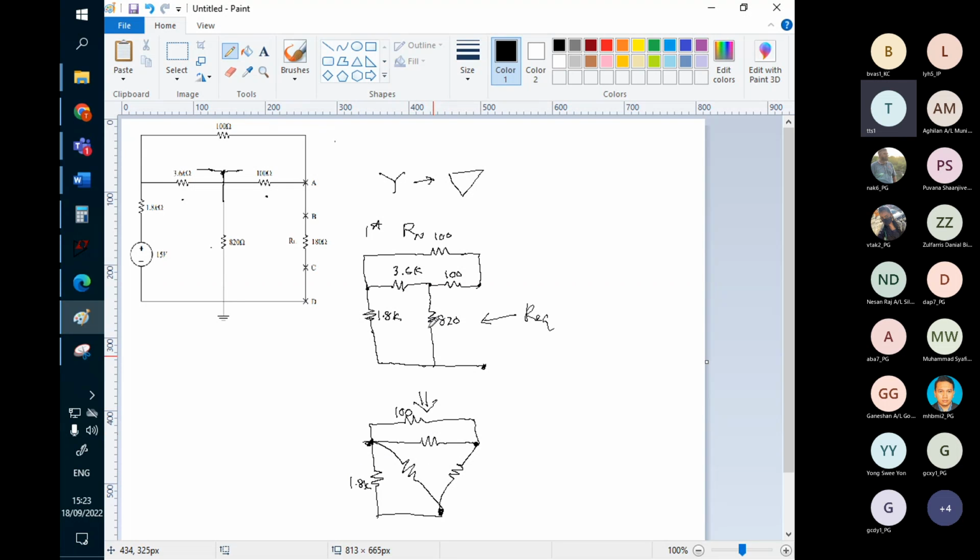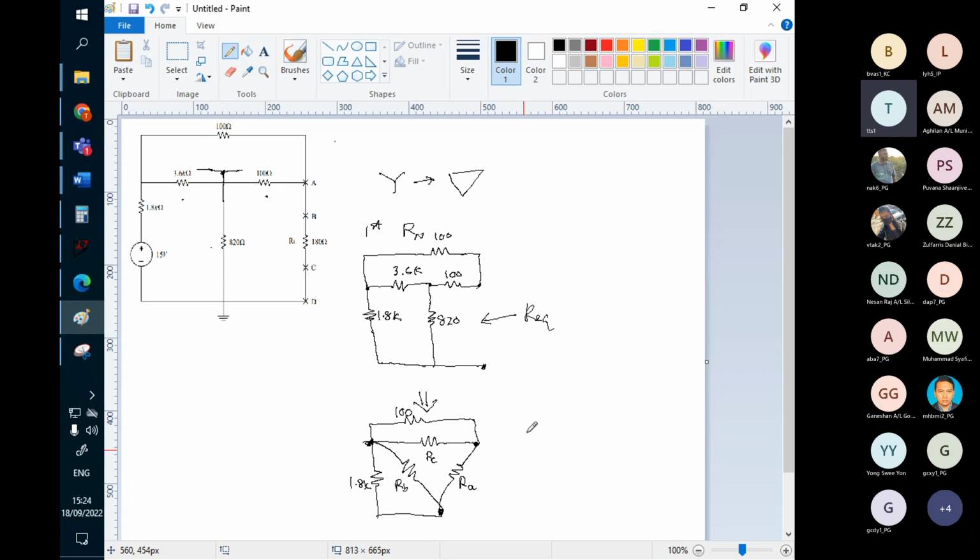So we need to convert this three into the delta. Okay, so the formula is like this. Let's call this one the new one. We have to call it a new name. Let's call this one RC, straight from your notes. From tutorial 1, you can refer to your notes. This is called the RB. This is called the RA.